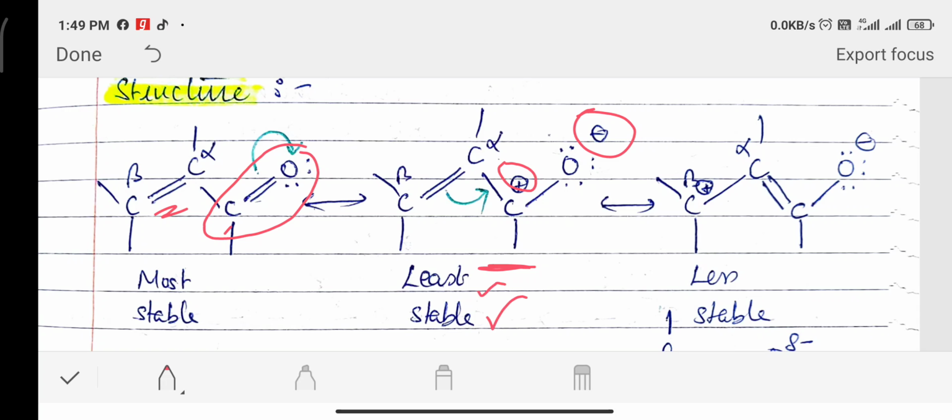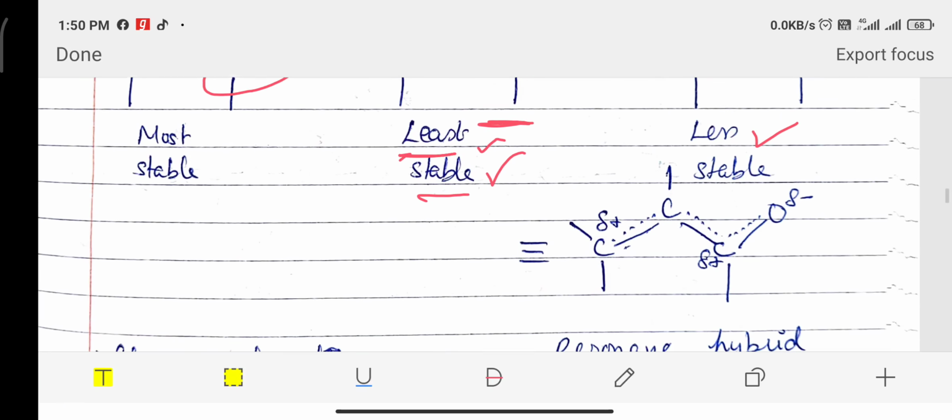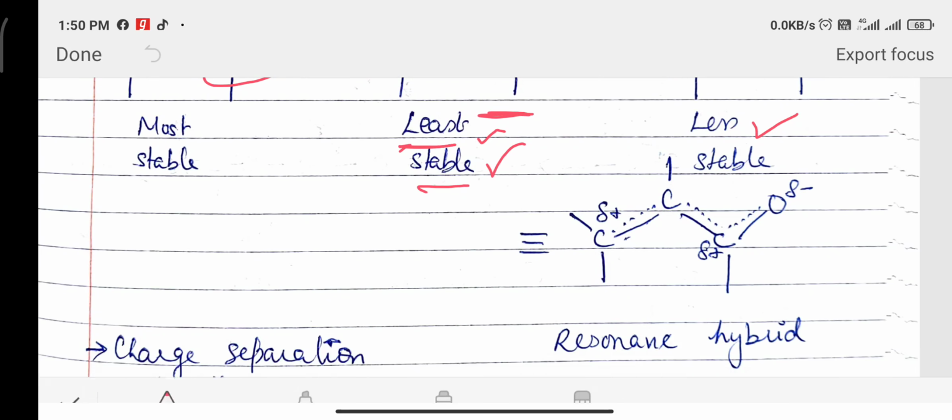And then the other resonance structure is, if these electrons move to this, we get this, and in this the positive charge and negative charge are far away, so it is more stable than the structure in which the charges are very close to each other. In this they are somewhat far away, so this structure is less stable. So next, we can write the resonance hybrid structure as this.